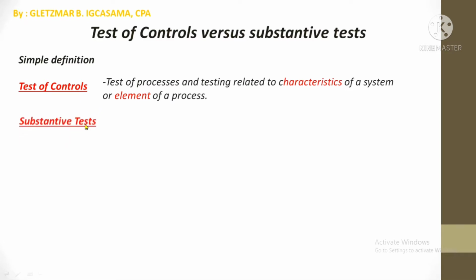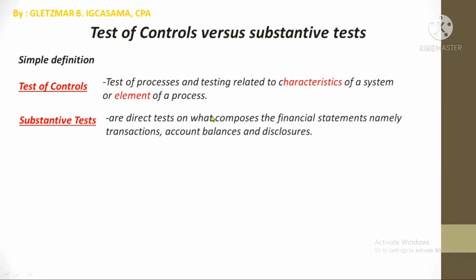Now, what about substantive tests? Substantive tests are considered direct tests on what composes the financial statements, namely transactions, account balances, and disclosures. Meaning, if your audit procedure is designed directly to determine if the transactions are properly accounted in the financial statements, or if the test involves determining the proper account balance, or if audit procedures directly test if an event or item is properly disclosed, then that procedure is a substantive test. This definition of substantive test makes more sense than this one, right? Just admit it and don't worry. Why? Because we still have examples that will help you.